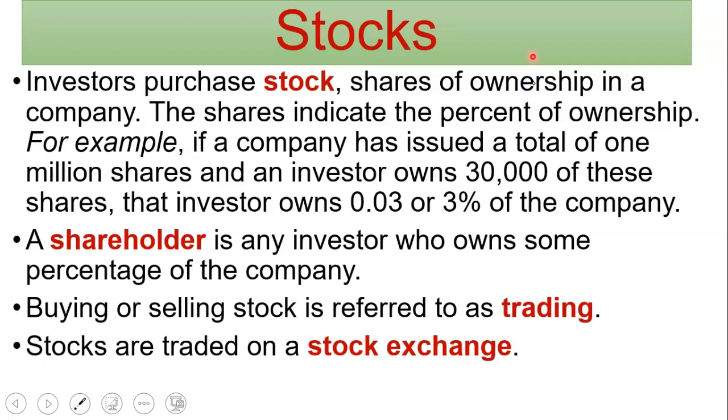So if you have to know the percent, it can be written as a decimal or a percent or a fraction. So if you own 30,000 of the shares of a company, that means if the company has 1 million, then you're going to have 30,000 divided by 1 million, and that will give you 0.03 in decimal, which is 3%. So you own 3% of that company.